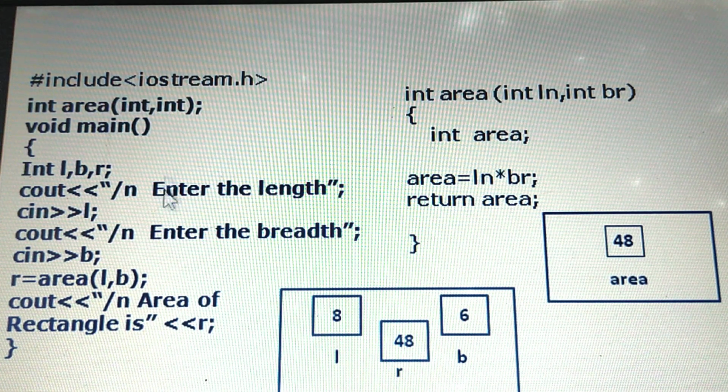Then give the parameter list. We are calling with the 2 arguments. First parameter for first argument. Second parameter for second argument. That type of arguments give one by one with a comma terminated by semicolon.